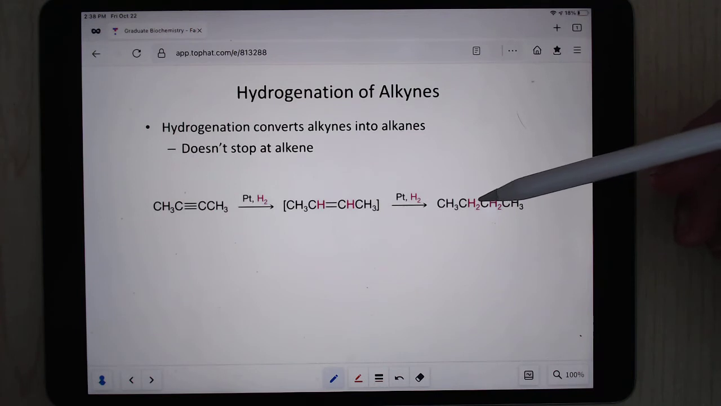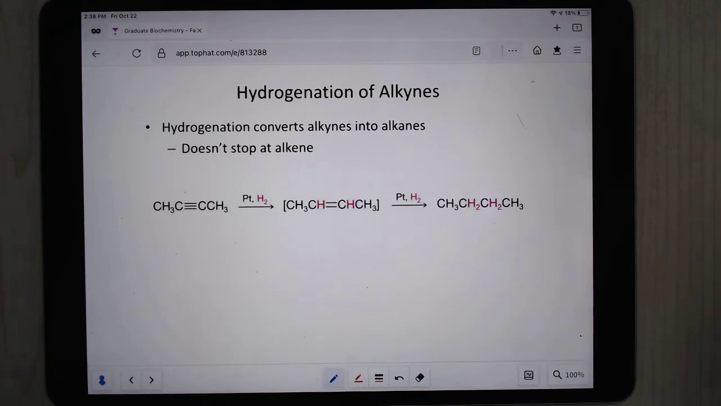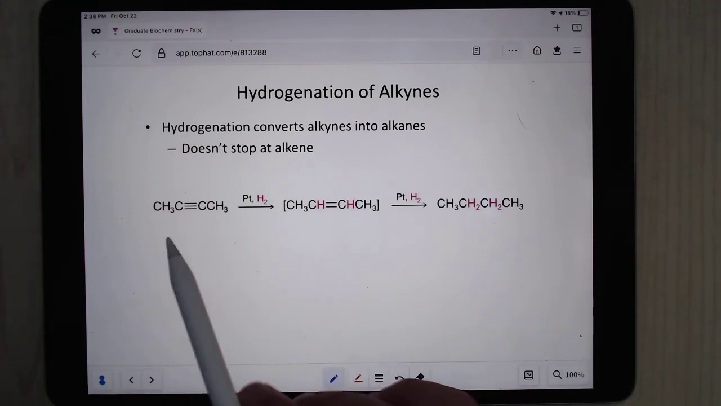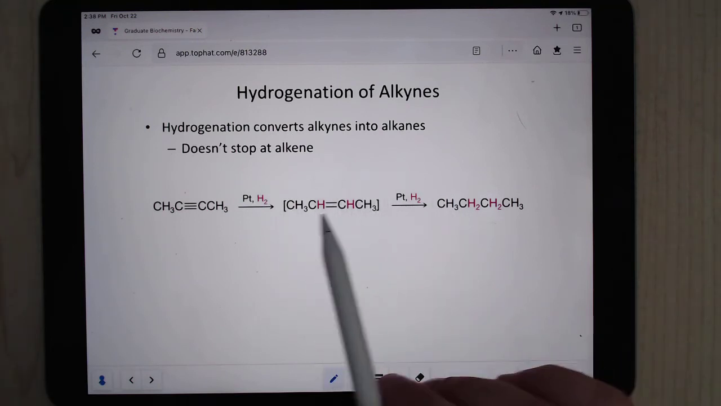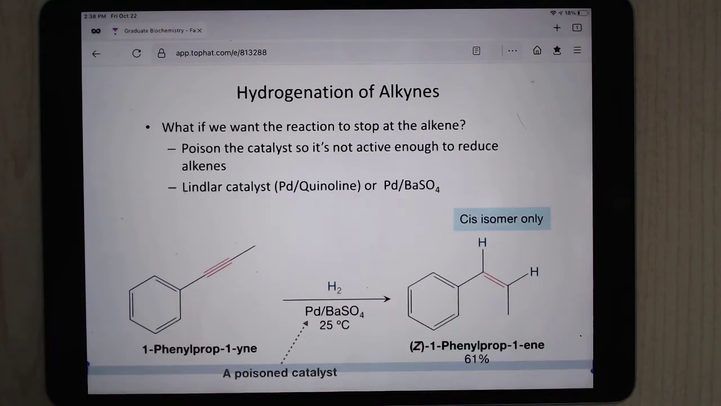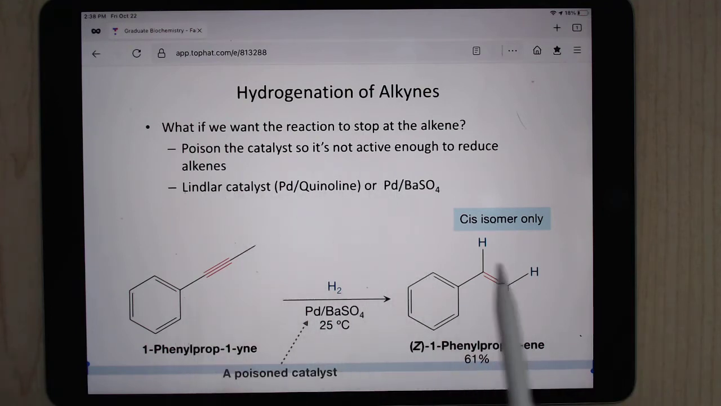carbon-carbon single bond here. Now, in theory, if you had one molar equivalent, you could stop it here, but that's kind of hard to do. And so these end up going the whole way. It can't really stop at the alkene. So instead of pulling back on the amount of hydrogen, what we do is we poison the catalyst. It's active enough to convert the triple bond into a double bond, but it's not active enough to convert that double bond into a single bond. So we make it really, really sick.